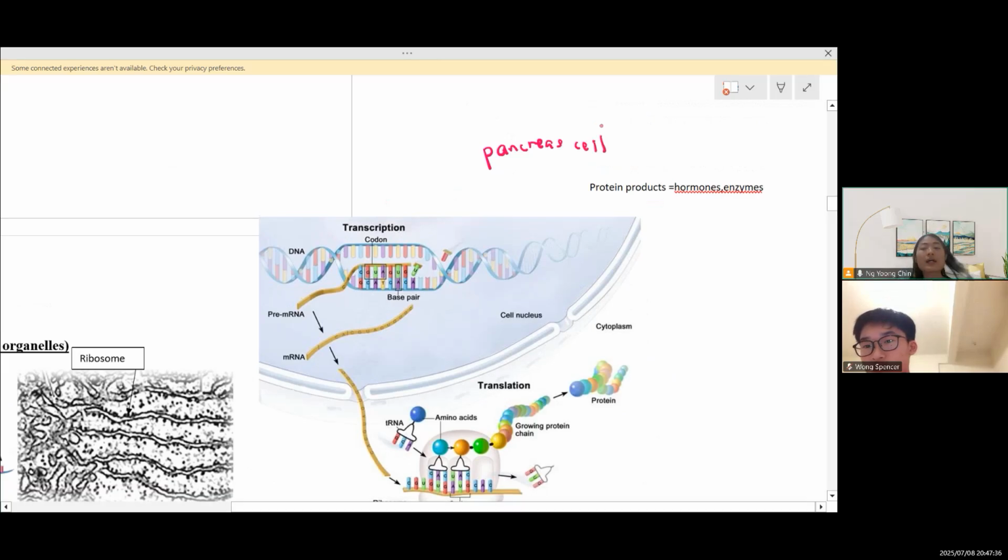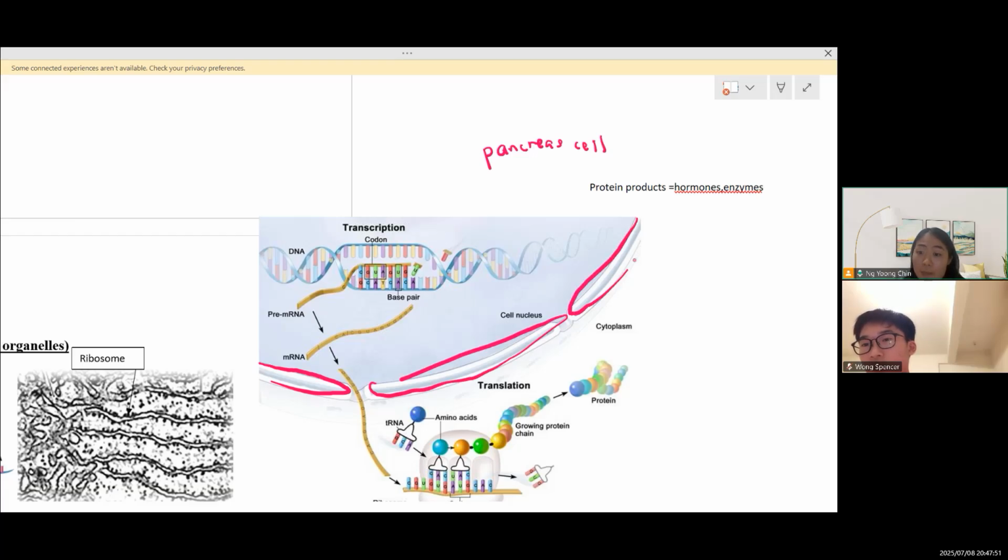So this pancreas cell, what they do is produce enzymes such as lipase and protease. This is the nucleus of the pancreas cell. In the cell nucleus, see, there is a double membrane, which means they have an inner membrane and an outer membrane, and also a nuclear pore. This is a hole.